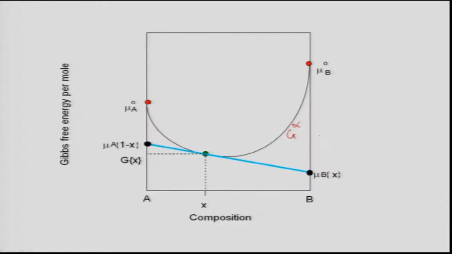Now, what does it tell you? It does not tell you anything. It tells you that at this composition, chemical potential of A in this alloy is given by mu A, which is determined this way. Chemical potential of B, which is given by this point at a composition of the alloy X, is marked by this blob. That is how we can measure chemical potential. But before I go into details of that, let me explain what is chemical potential.